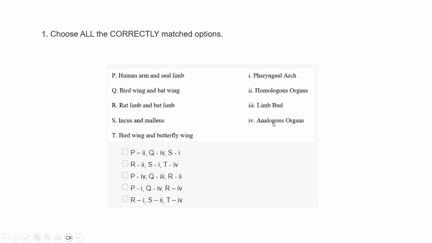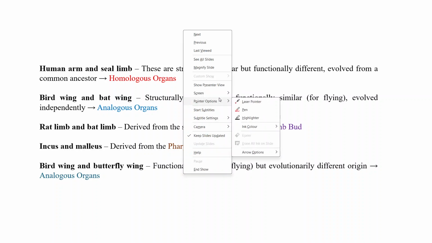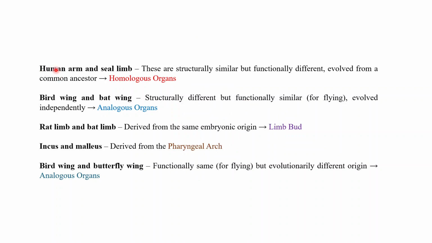Now these are examples of homologous organs and analogous organs. This question basically dealt with the examples, but we should also know the actual meaning of homologous and analogous organs. Although we have already discussed it, let us quickly revise. Human arm and sea limb are examples of homologous organs as discussed. Bird wing and bat wing are examples of analogous organs. Rat limb and bat limb are examples of limb bud. Incus and malleus are examples of pharyngeal arch. And bird wing and butterfly wing are examples of analogous organs.